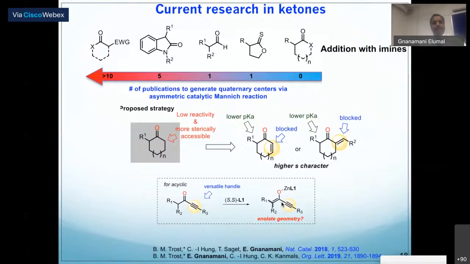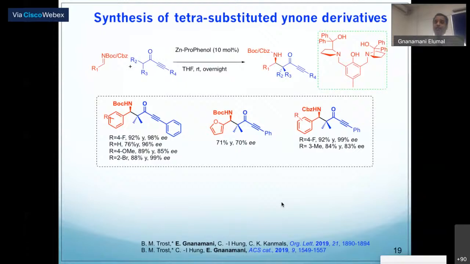Since we proposed that mechanism plan, we tried various substituted enone derivatives. In the beginning, we tried with methyl substituted enone. That time we were not able to get excellent NSO selectivity, and the yield was very low. Then we protected with phenyl or some other group, and we were able to get excellent reactivity as well as NSO selectivity. With the optimized conditions, Boc and Cbz imines gave the better results.